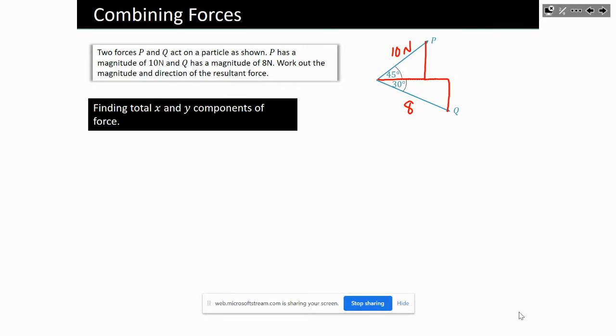We have our force P is equal to 10 cos 45 and 10 sine 45, as a vector. And our force Q is equal to 8 cos 30 and 8 sine 30.